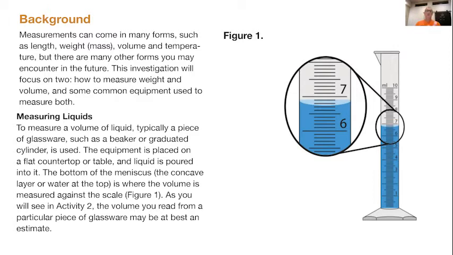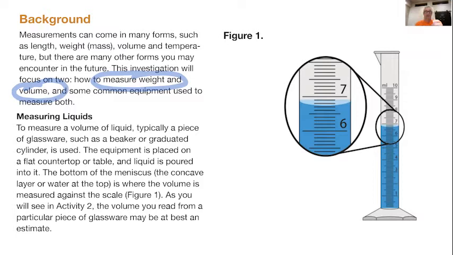So we measure length, we measure weight, mass, volume, temperature, pressure. There's all sorts of things that we would measure. And in this particular lab, we're going to focus on two: how to measure mass and how to measure volume, looking at common equipment used for both and getting an idea of what the uncertainty is of measuring mass and volume.